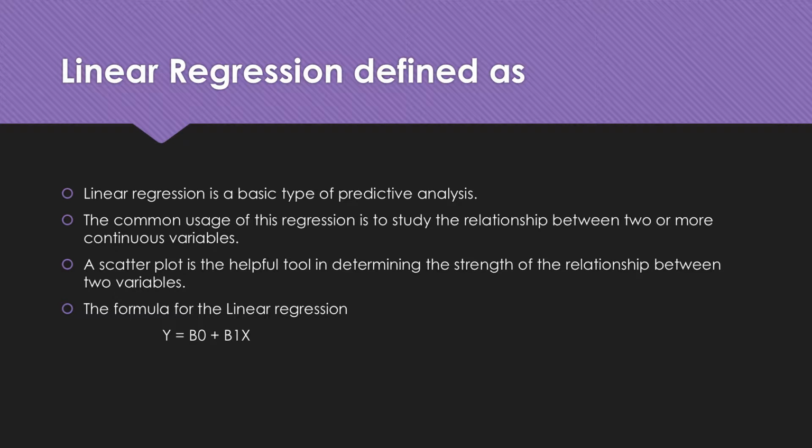Linear regression is defined as a basic type of predictive analysis. The common usage of this regression is to study and find the relationship between two or more continuous variables. A scatter plot is the most helpful tool in determining the strength and relationship between the two variables. The formula for linear regression is y = b0 + b1x.